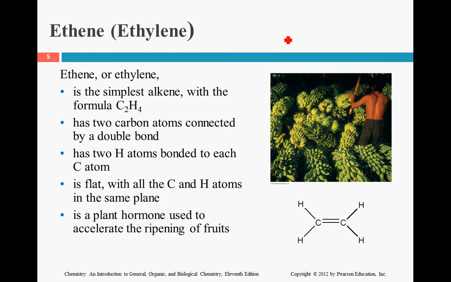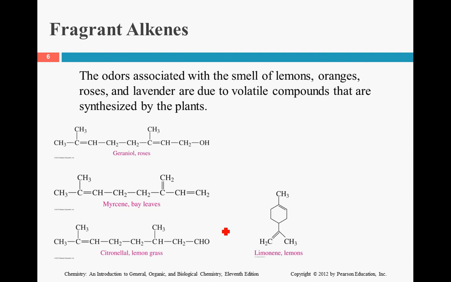So just as a little bit of background, ethene is a simple alkene. It's the simplest one, just 2 carbons with a double bond. It's actually used for ripening of fruits, so they'll spray it on there. And here's some more alkenes that you might be a little bit familiar with the aromas of them. For instance, this would be the aromas for roses. Notice the double bonds here and here.